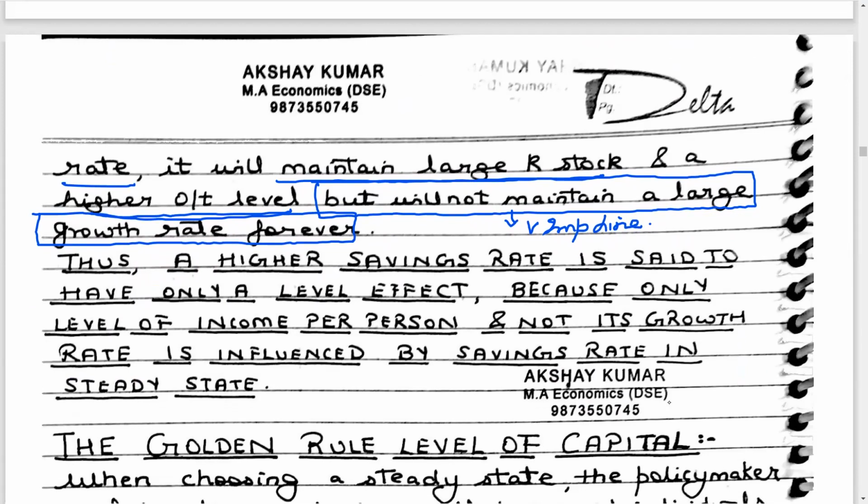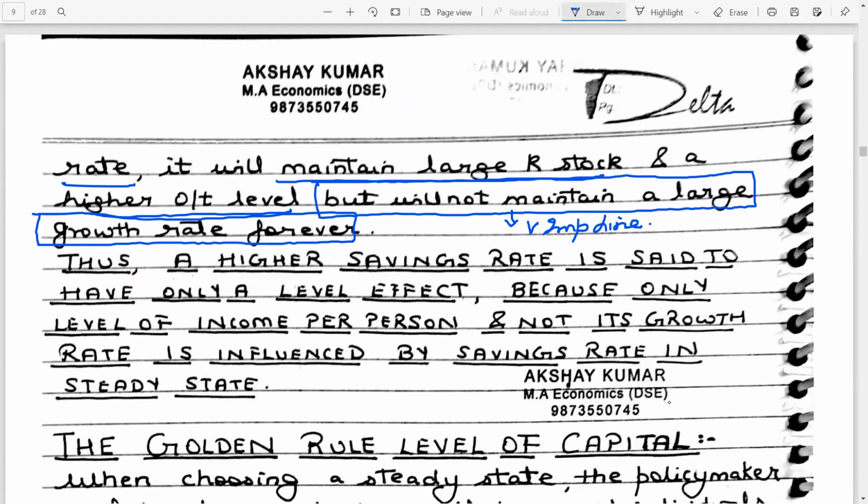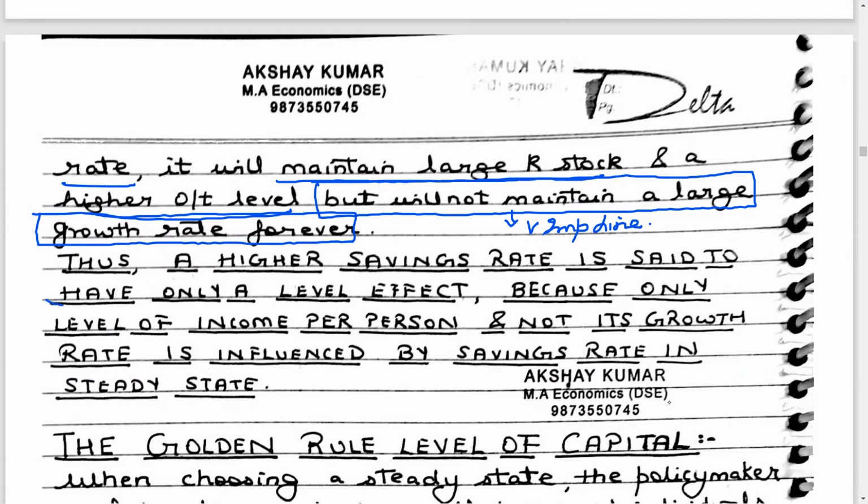So higher savings rate, this line is also very important. Higher savings rate is said to have only a level effect, because only the level of income per person and not its growth rate is influenced by the savings rate in the steady state. What is savings doing, guys? Savings is just causing the level of output per person and the capital stock per person to go up. It is not permanently causing growth in the economy.